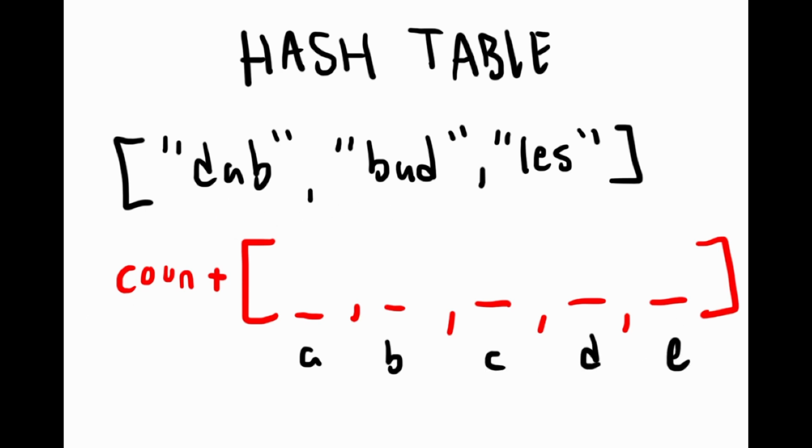If we were to go over a string such as dab, we would have 1A, 1B, 0C, 1D, 0E, and so on and so forth. But if you notice, this string would be the exact same as bad right here. It's not bud, it's bad. So bad would have the exact same array as this.